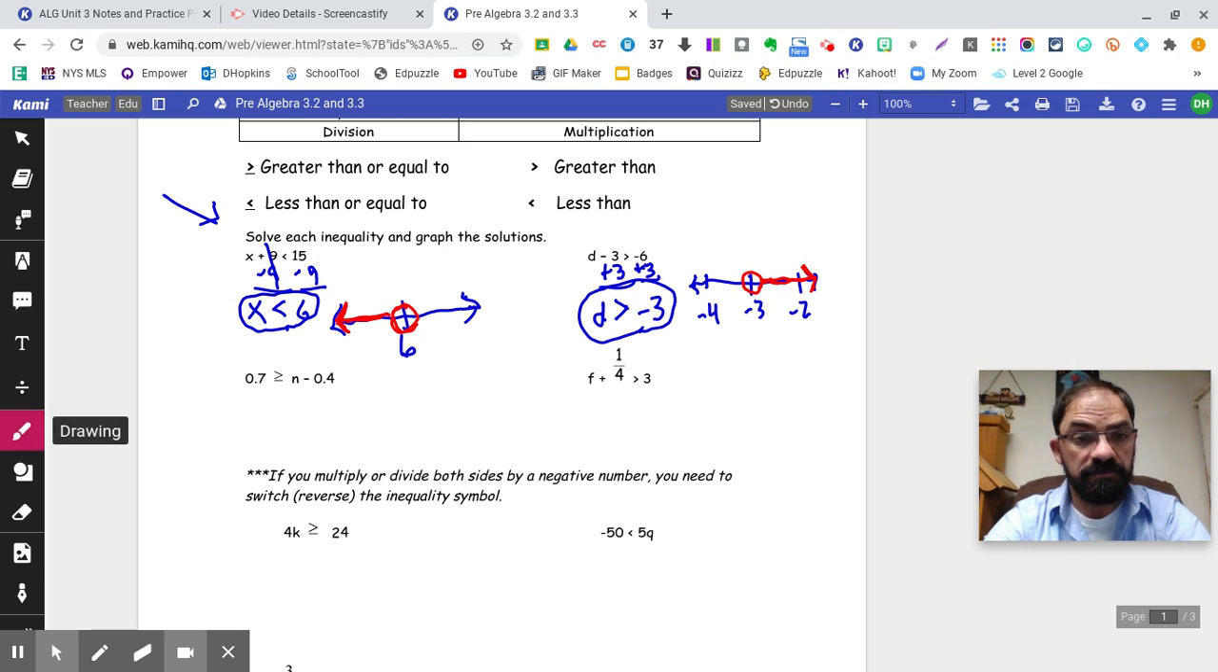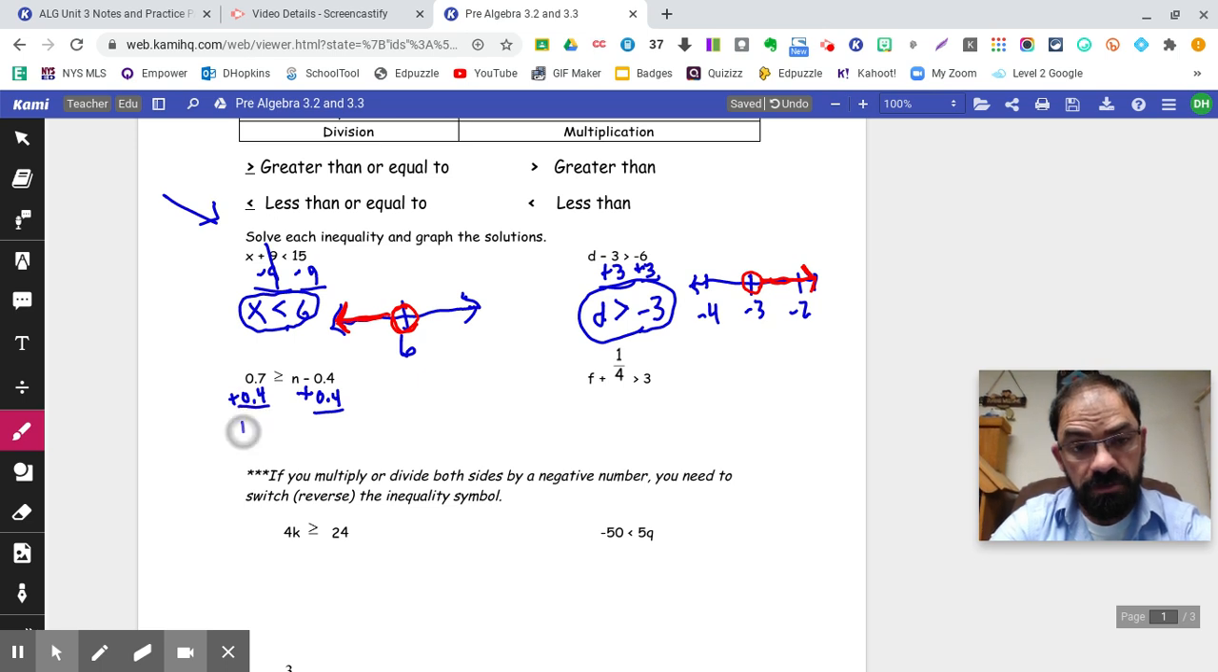To get n by itself, add 0.4. 1.1 is greater than or equal to n. I can leave it like that, but I really don't like it. I would like you to flip it. And when I flip it, see how the pointy end of the sign faces the n? Make sure it stays that way. When I flip it, I'm flipping everything.